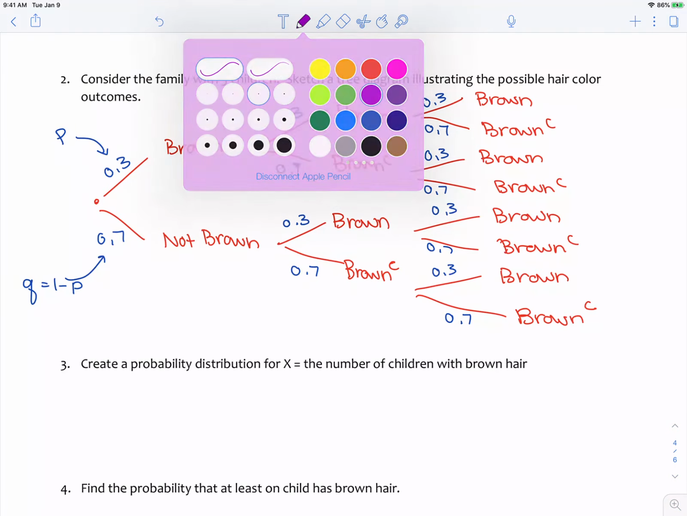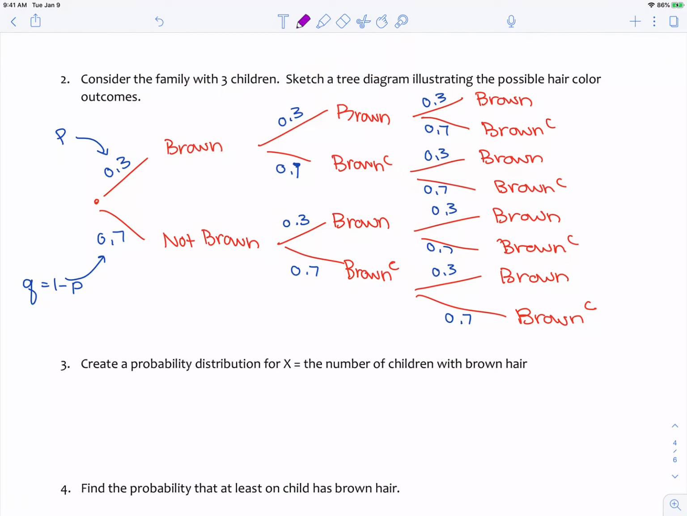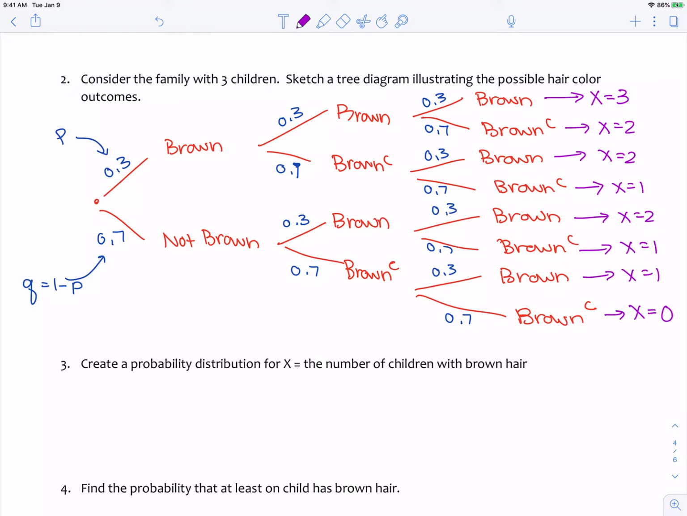Okay, now we want to create a probability distribution for X equaling the number of children with brown hair. So it's going to be helpful to go back to our tree and figure out what the values of X were for each of these branches. In this case, all 3 children had brown hair, so X is equal to 3, then X is equal to 2, X is equal to 2, X is equal to 1, X is equal to 2 again, then X is equal to 1, X is equal to 1, X is equal to 0. So none of the 3 children had brown hair in that last branch.